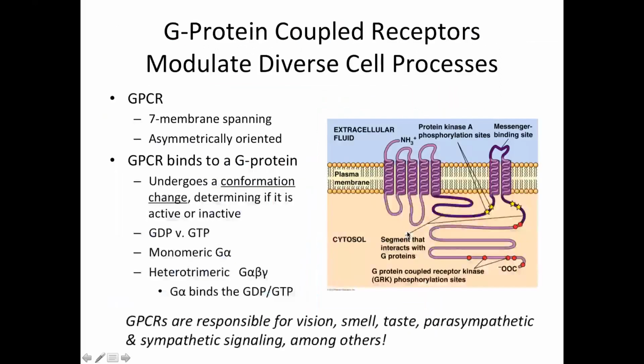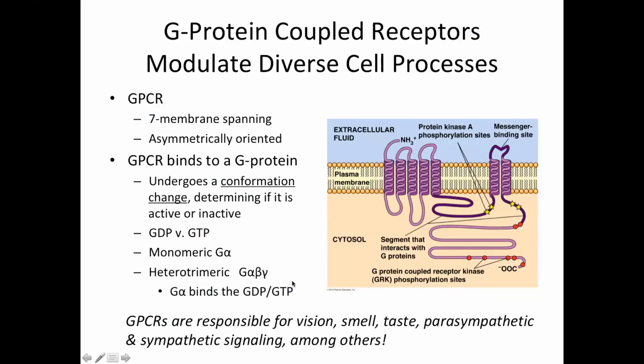We're going to talk about two classes of receptors here. The first is our G protein coupled receptors, or GPCRs, which involve a 7-membrane spanning receptor that interacts with an intracellular G protein. And the G protein is either monomeric or heterotrimeric. We're going to focus on these heterotrimeric G proteins. These have 3 subunits, an alpha subunit, a beta subunit, and a gamma subunit. And the alpha one is the one that binds to GDP or GTP, GTP being active, GDP being inactive.